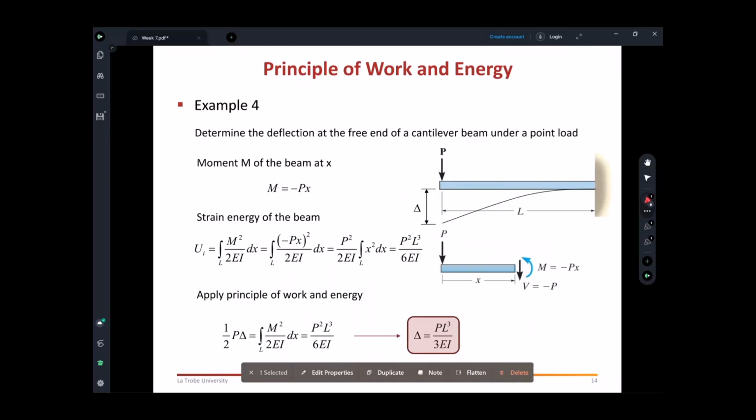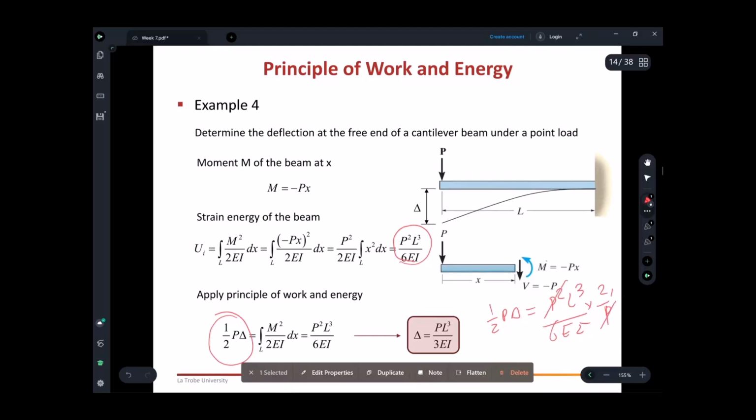Same example as we did in example number 2. We can calculate the external work 1/2 P delta, and we also calculate the internal work. So if you just put it together, 1/2 P delta equals P squared L cubed on 6 EI. Then you just multiply by 2 and then divide by P, sorry, so 2 divided by P. So these cancel. We have P.